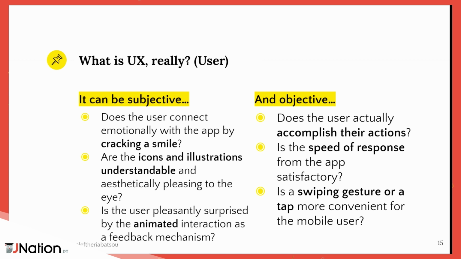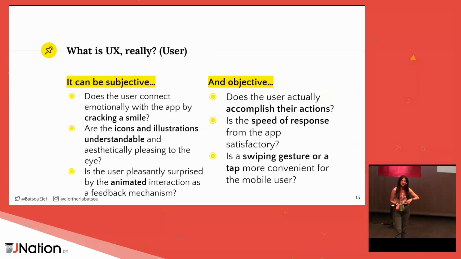I have here a bunch of questions, and again, this is from the perspective of the user, but these are the things that you, as a developer, should be working on. So it can be subjective. Does the user connect emotionally with the app by cracking a smile? Are the icons and illustrations understandable enough and pleasing to the eye? Is the user pleasantly surprised by the animation or a feedback mechanism? And on the other hand, it can also be objective. Can the user actually do what they want to do? Is the speed okay?